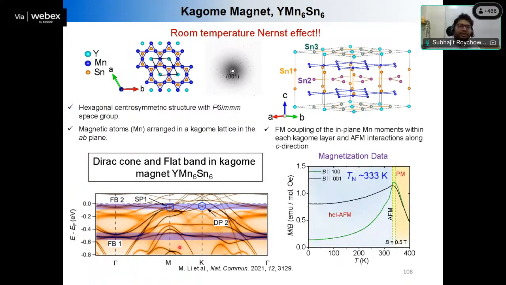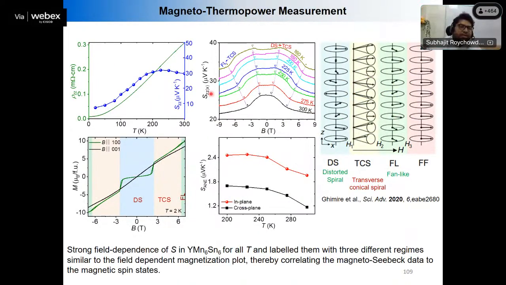So when we look at the literature, we find YMn6Sn6, a magnetic Kagome layer made of manganese atoms, and it has a Néel temperature around 330 Kelvin. The previous ARPES study showed that it has a Dirac cone and flat band near the Fermi level. This gives the indication that this candidate might be good for the room temperature Nernst effect. Then we measured the Seebeck effect, and you can see here throughout the temperature range, the Seebeck is positive. That means holes are the majority carriers.